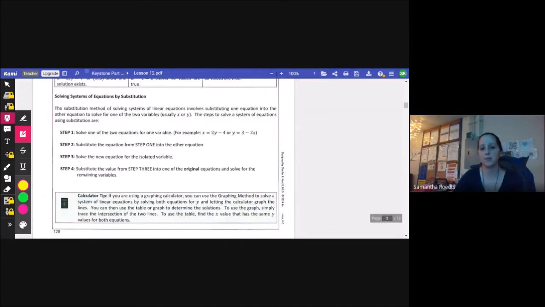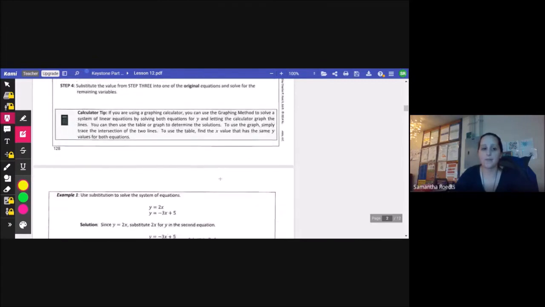If you're using a graphing calculator, you can use the graphing method to solve a system of linear equations by solving both equations for y and letting the calculator graph the lines. You can then use the table or graph to determine the solutions. To use the graph, simply trace the intersection of the two lines. To use the table, find the x value that has the same y values for both equations.